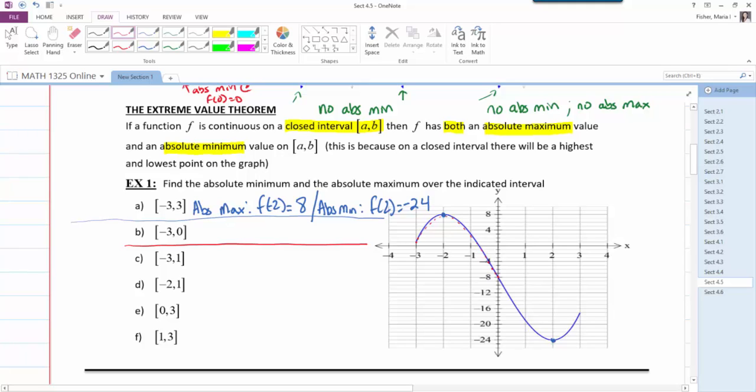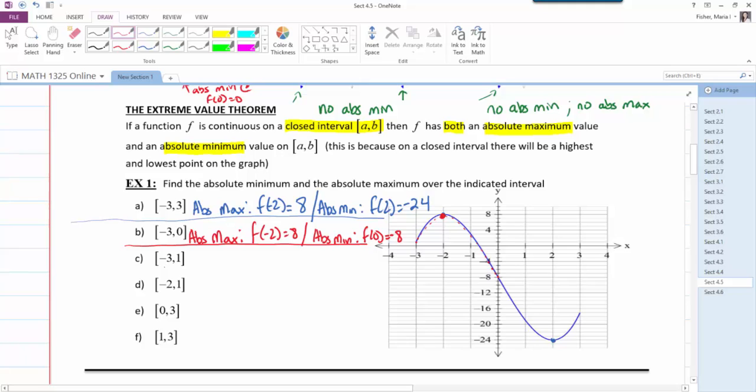If I'm looking at only that piece, do I have an absolute maximum? Again, I'm guaranteed to have an absolute max and min on a closed interval, and I do have an absolute max on this interval. It's the same dot there. So my absolute max is still at f of -2 equals 8. And then for this particular graph, now my absolute min is right at the endpoint, which is f of 0 equals negative 8.